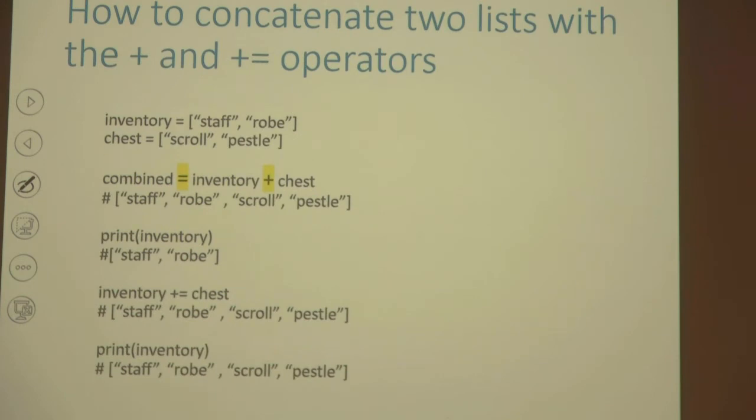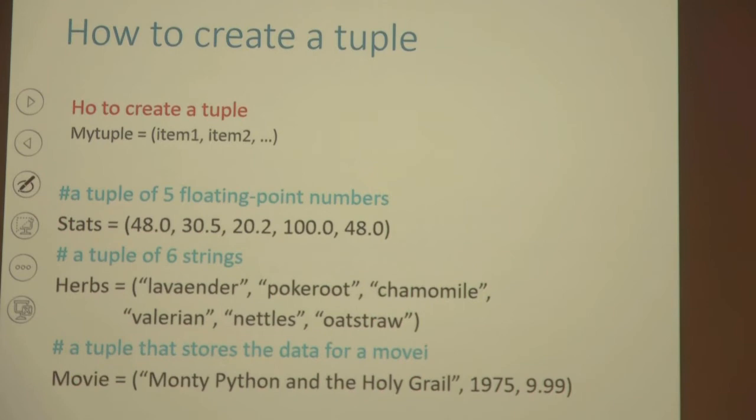All right. In here, how to combine, you could combine two. So you have inventory with chest. You could use the overloading operator plus to add them together.